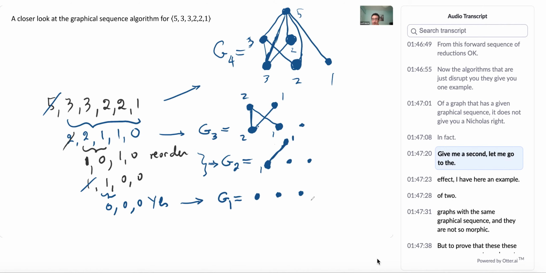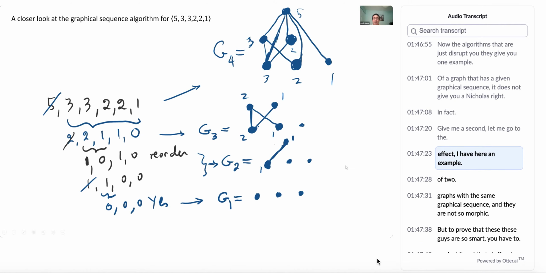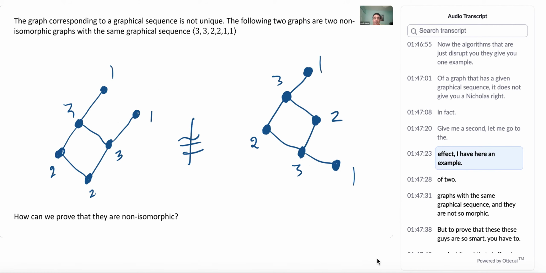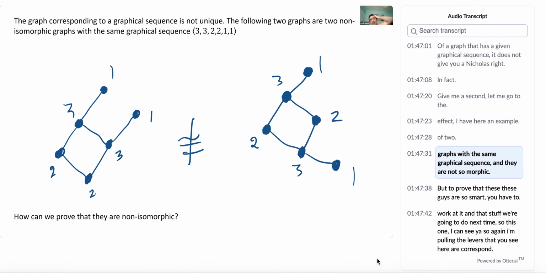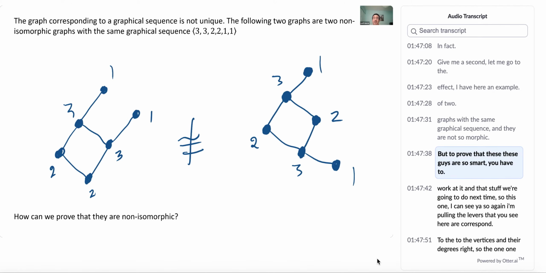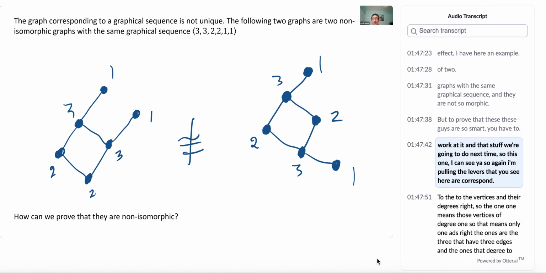give me a second, let me go to the, in fact, I have here an example of 2 graphs with the same graphical sequence, and they are not isomorphic. But to prove that these are not isomorphic, you have to kind of work at it, and that's stuff we're going to do next time. So this one I can see, yeah.